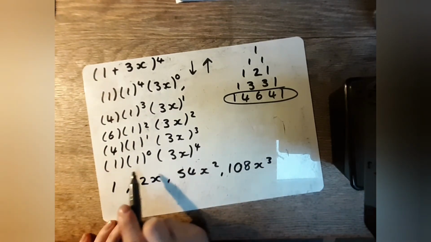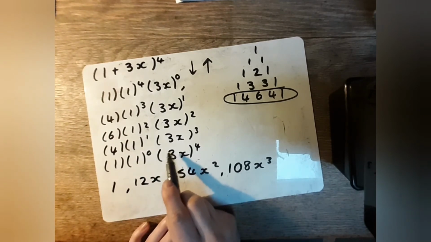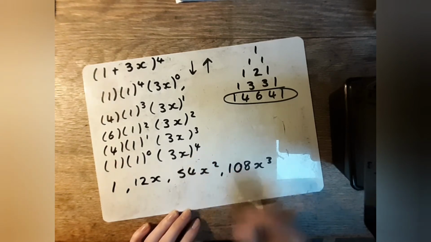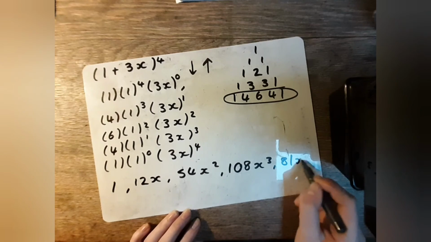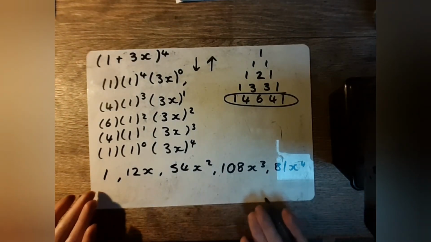So 1 times, again this is going to be 1, times 3 to the power of 4, x to the power of 4, which will be 81x to the power of 4. So this is our complete series.